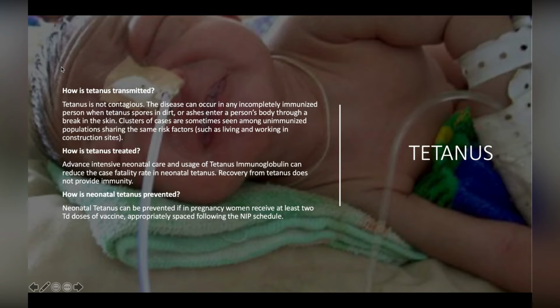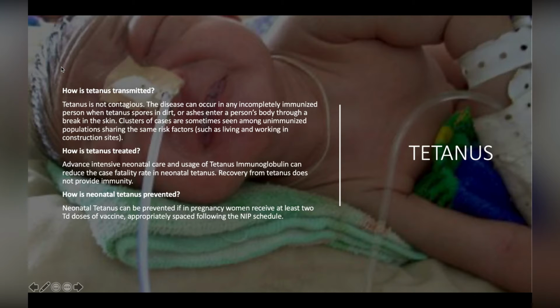How is tetanus transmitted? Tetanus is not contagious. The disease can occur in any incompletely immunized person when tetanus spores in dirt or ashes enter the body through a break in the skin. Clusters of cases are sometimes seen among an immunized population sharing the same risk factors, such as living and working in construction sites. How is tetanus treated?